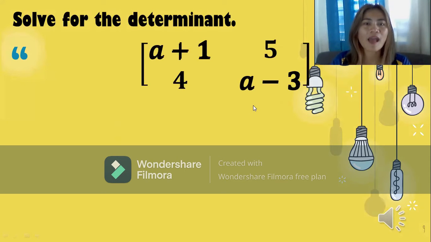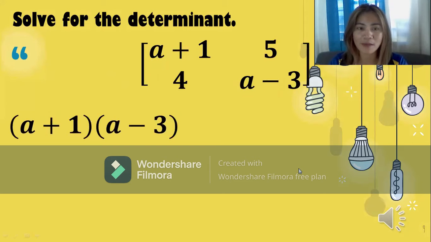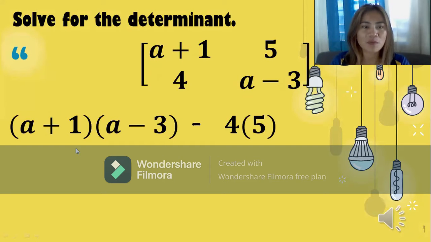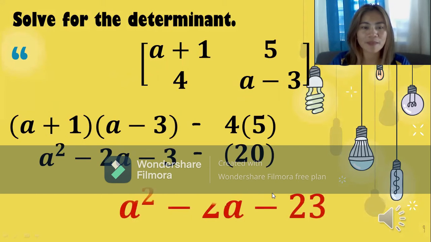Another. A plus 1 is paired with A minus 3. So get the product of these two binomials, minus 4 times 5. So A plus 1 times A minus 3, we have the product of A squared minus 2A minus 3. Minus 4 times 5, 20. So A squared minus 2A minus 3 minus 20. The answer is A squared minus 2A minus 23. Very good. Okay, so we're done with our review.